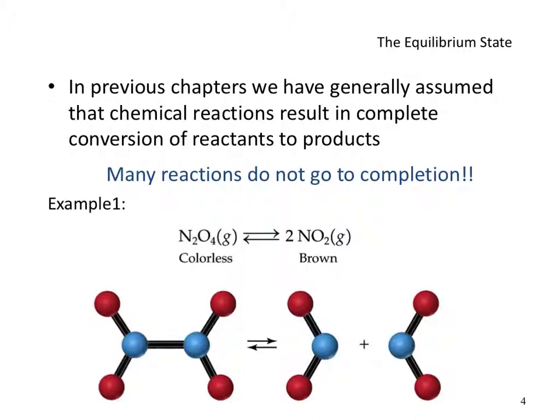Now, in GenChem 1, as well as in the previous chapters, we have generally always assumed that as chemical reactions proceed, they cause a complete conversion of reactants to products. What I mean by that is, let's consider maybe a reaction like a precipitation reaction.